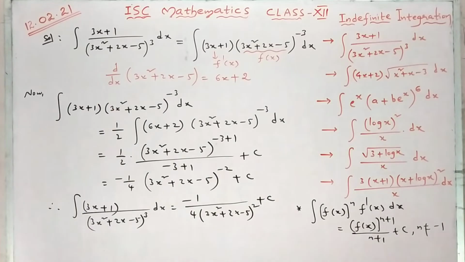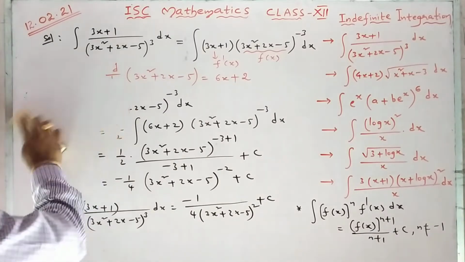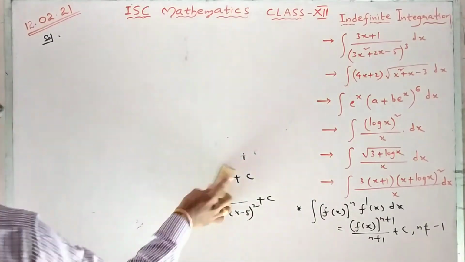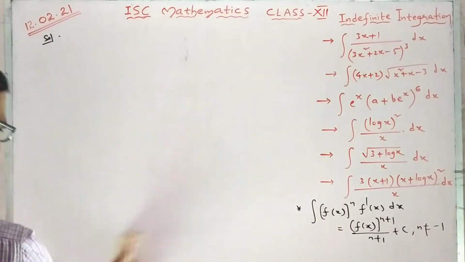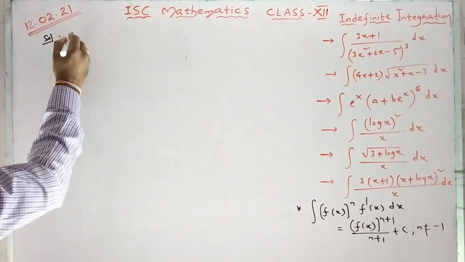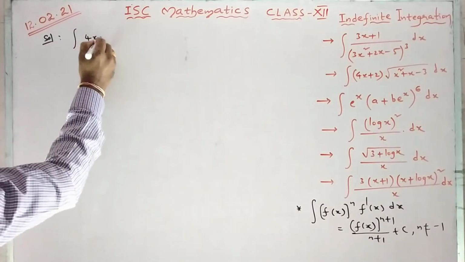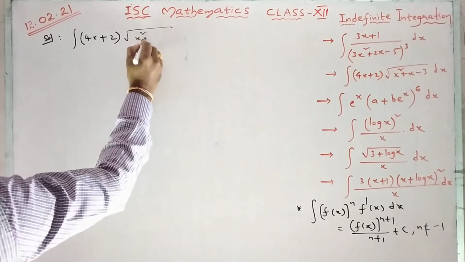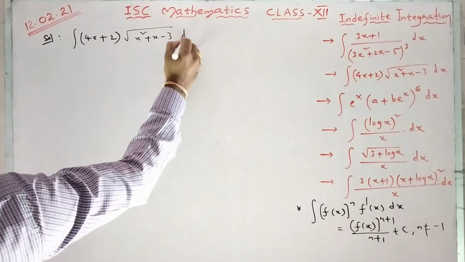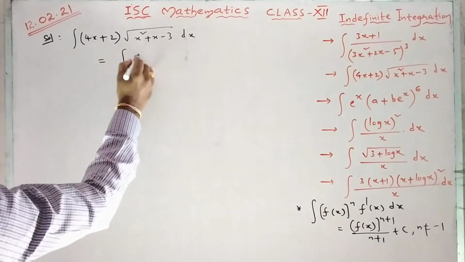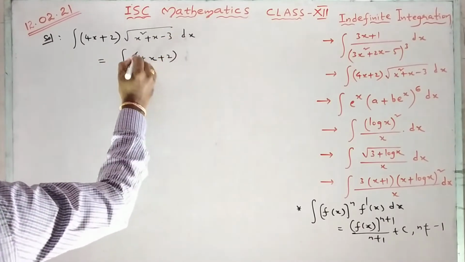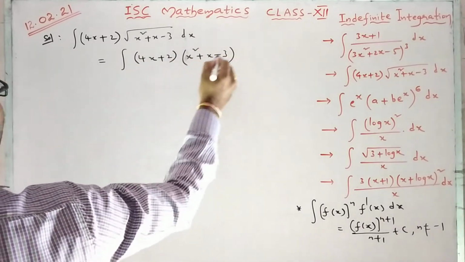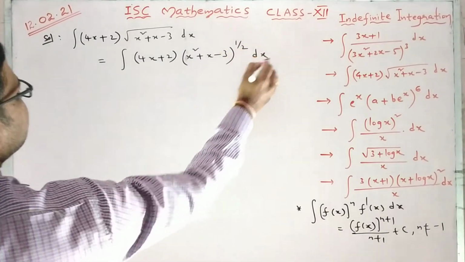Okay? See the second one. Second question says, direct formula, see: integral 4x plus 2 into square root of x square plus x minus 3 dx. So first I am changing the square root into this, I am writing (x square plus x minus 3) whole to the power 1 by 2 dx.